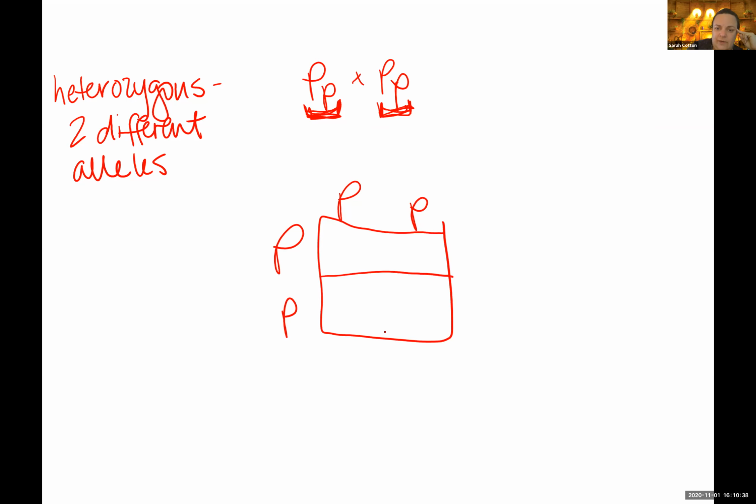And then the world's ugliest square. And then, like I said, we just fill down and we fill across. So those are the big P's that I'm dragging down. These are the little p's that I'm dragging down. And then across, big P, little p, little p.